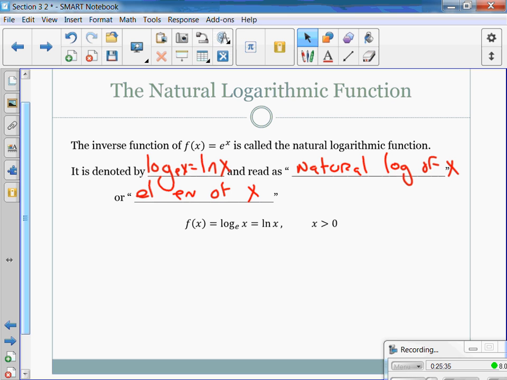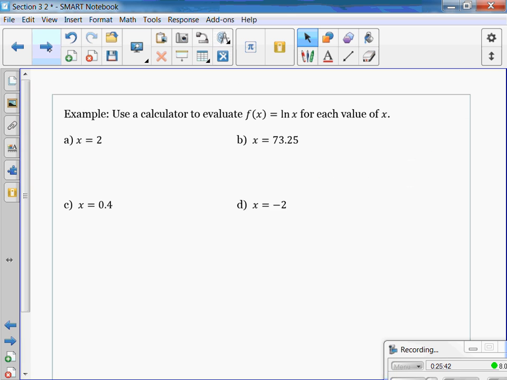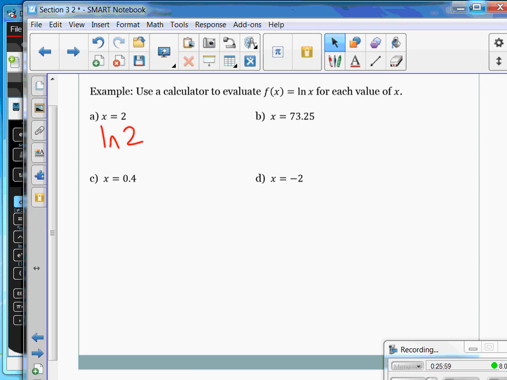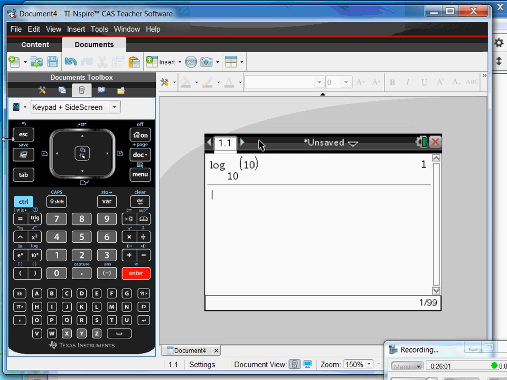So, using the calculator, we'll have James help us out, and then Maddie. Coming up with the natural log of 2. Do we want to use that same button? No, we actually do have a button specifically for the natural log. So our natural log of 2, what do we get, James? 0.69. 0.693, absolutely.